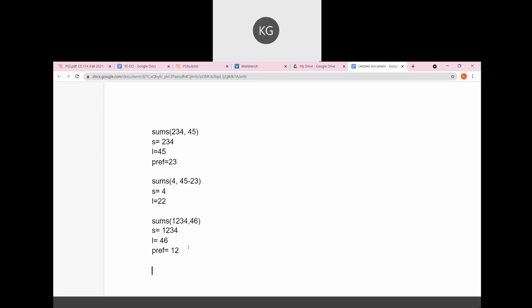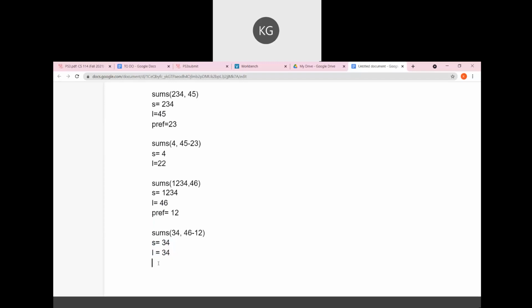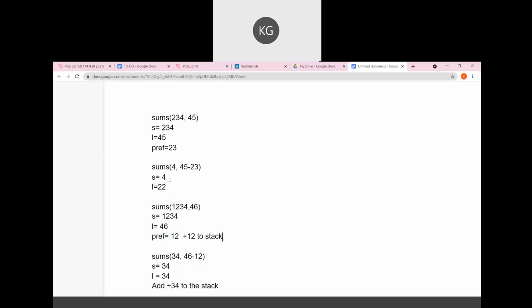And then the next call will be 34 and then 46 minus 12. So S is gonna be 34 and L is gonna be 34. So now that they're equivalent, we're gonna add the 34 to the stack. And then the last thing we have, it goes backwards because it's recursion, is gonna be adding the 12 to the stack. So this is why we did it in this weird order.